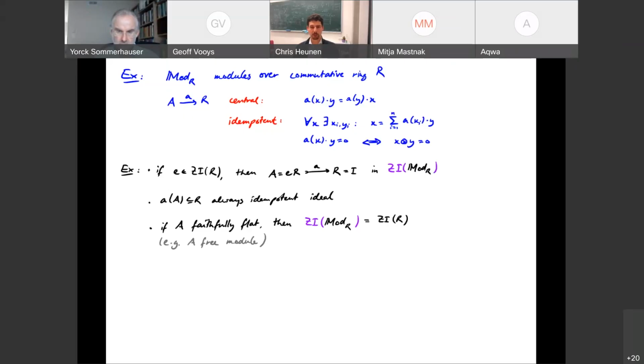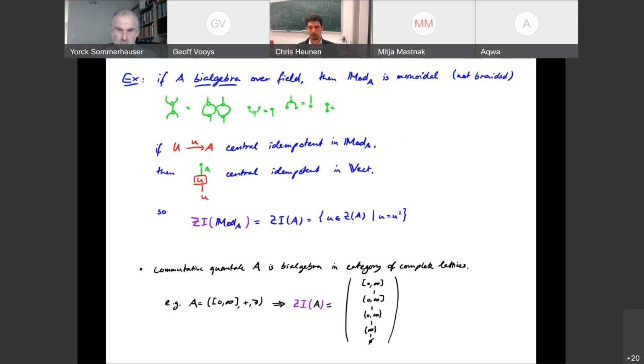So this is one sense in which central idempotence in a category, as I defined them, connect to central idempotence of a ring. There's a slightly more interesting version of this, where the correspondence is 1-to-1. Namely, if I don't look at modules over a ring, but I look at modules over a bialgebra over a field. So now you pick your favorite field, you look at vector spaces over that field.